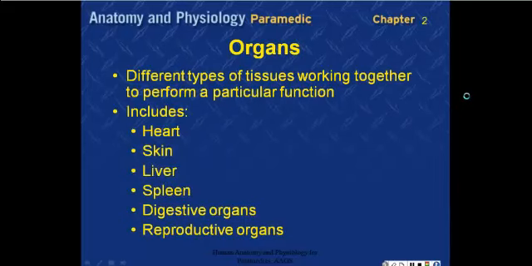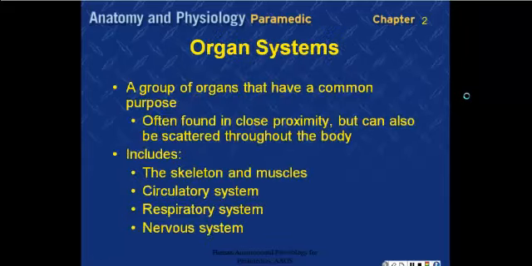So, we've talked about the chemical level of organization of the human body, the cellular level, and the tissue level. Different types of tissues working together to perform a particular function form human organs. These organs include the heart, skin, liver, spleen, and so on. A group of organs that have a common purpose, often found in close proximity but not always, form an organ system.